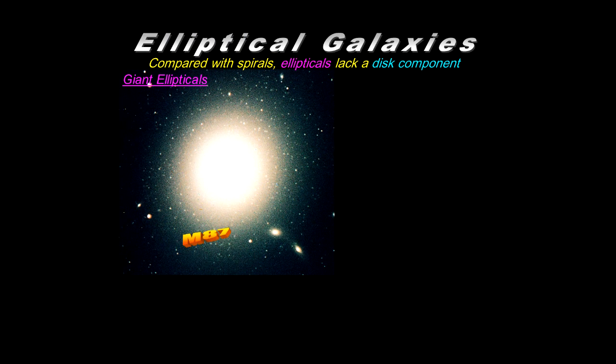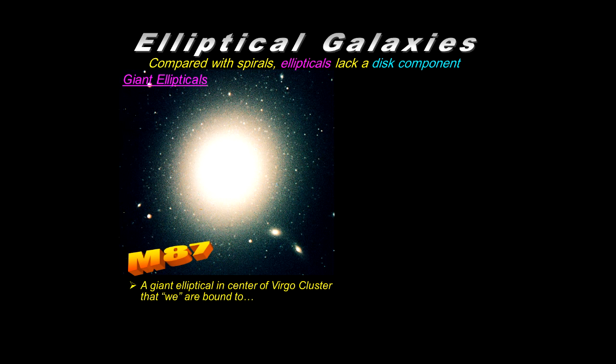So, what about the elliptical galaxies we've been alluding to? Compared with spirals, the main difference is that ellipticals don't have a disk component. Here's the giant elliptical M87. It's the center of the Virgo cluster that we, namely our galaxy, and therefore our solar system and planet, are in gravitational dance with. We are bound to it. This is one of the most massive galaxies in the universe, about 1 trillion stars, although they can get much more massive than that as well.